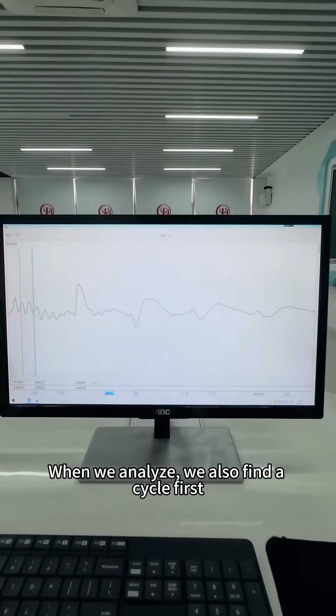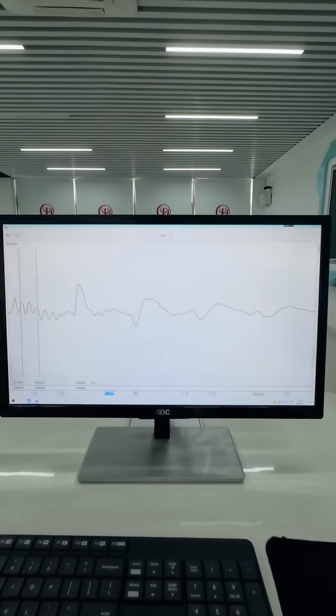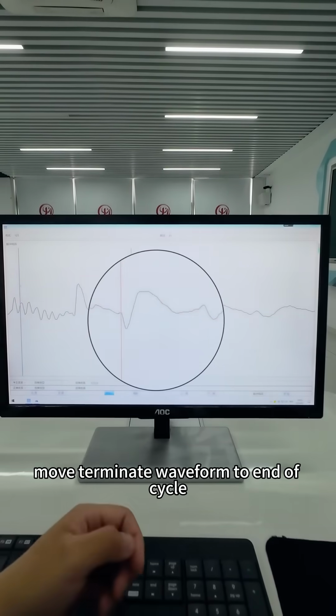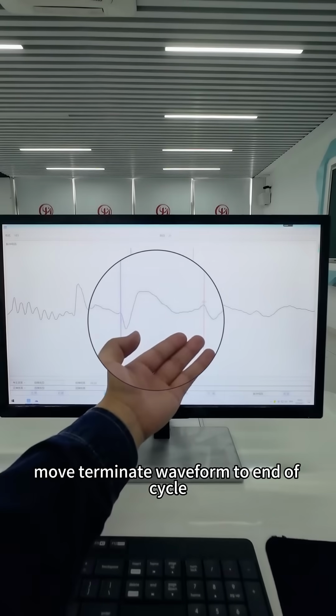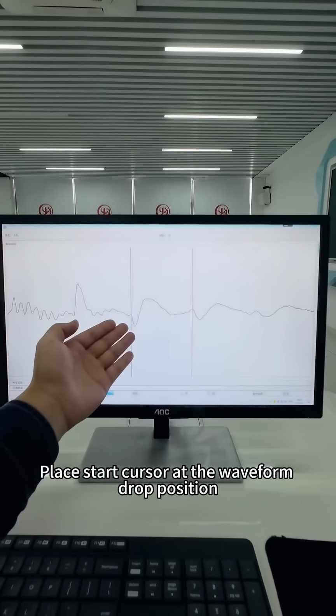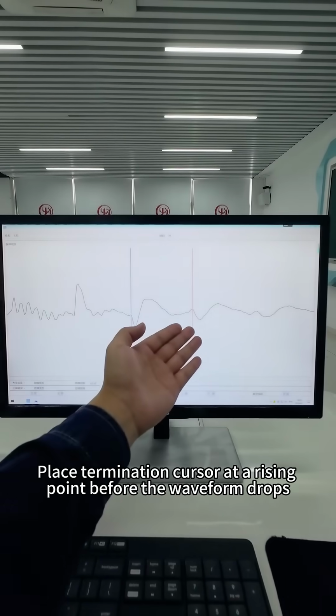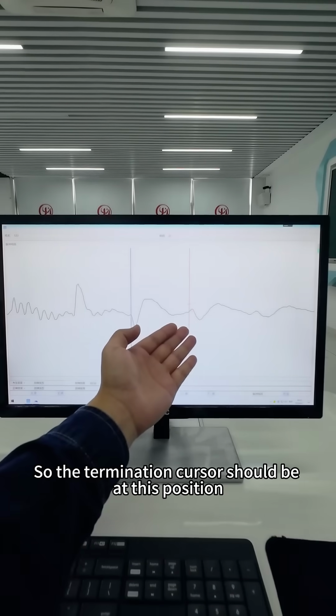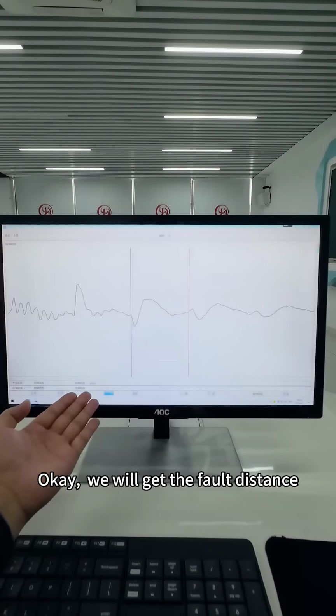When we analyze, we also find a cycle first. Okay, move the start cursor to the beginning of the cycle. Move the termination cursor to the end of the cycle. Then follow the principle of first down, then up to analyze. Place the start cursor at the waveform drop position. Place the termination cursor at a rising point before the waveform drops. So the termination cursor should be at this position. Okay, we will get the fault distance.